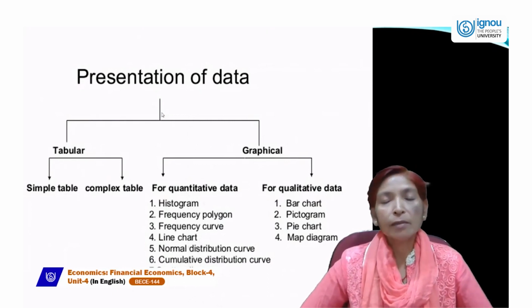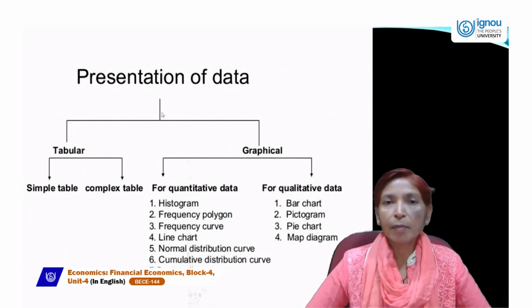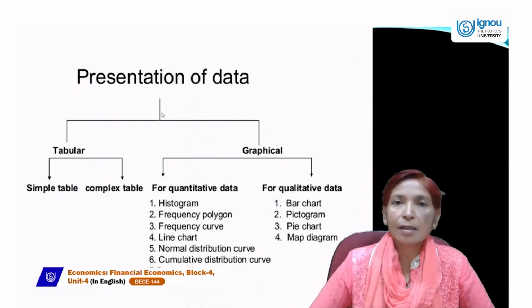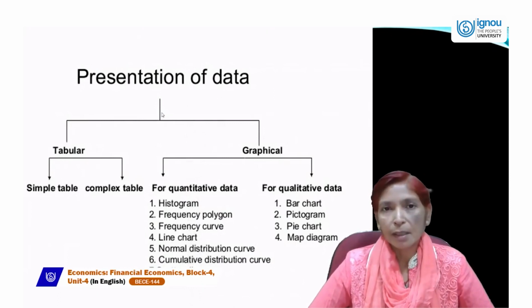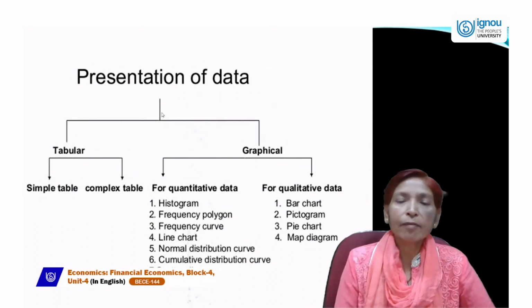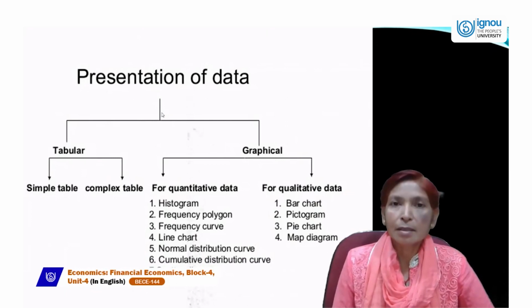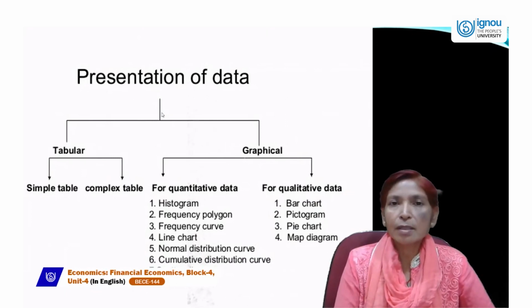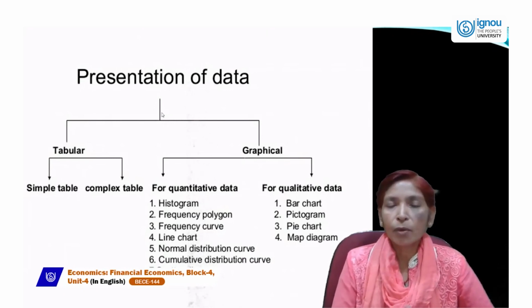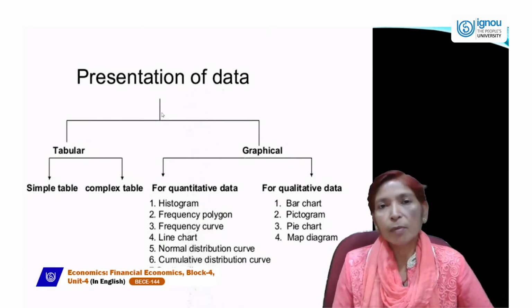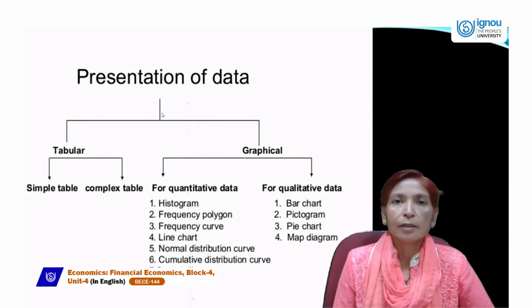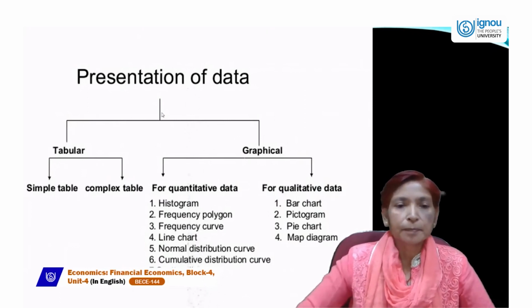But in a simple table, we are showing only the number of students in class 11th and class 12th. That is a simple table. But this simple table can be classified into other parts, like rural area students, urban area students, male students, female students. In rural area, male and female students, and in urban area too. Then this table will be called a complicated table.